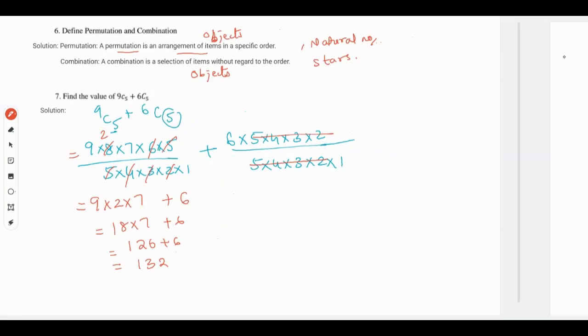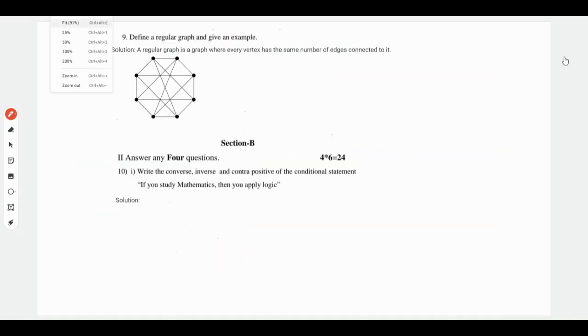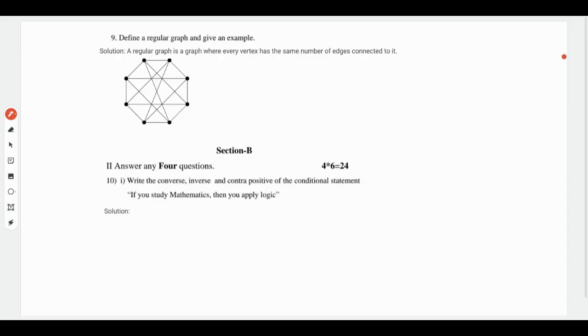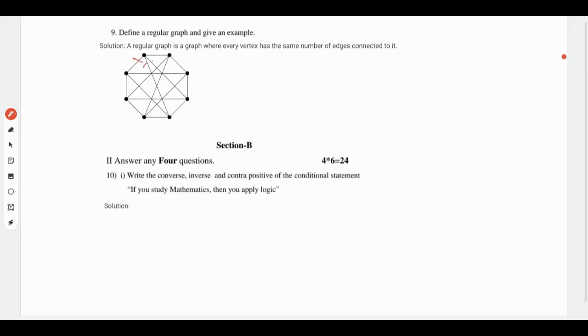So moving on with the next question. Define the regular graph and give an example. A regular graph is a graph where every vertex has the same number of edges connected to it. It should have the same number of edges. We'll just find out how many edges we have. It is 1, 2, 3, 4.